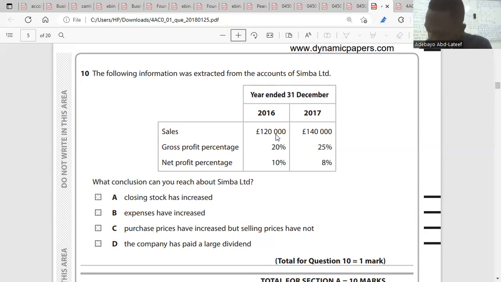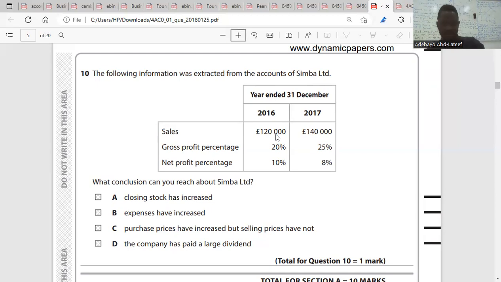For net profit percentage, or margin, it's net profit divided by sales multiplied by 100. Based on what we have here, how do we get your net profit? The formula for net profit itself: net profit equals gross profit minus expenses. So these are the formulas.